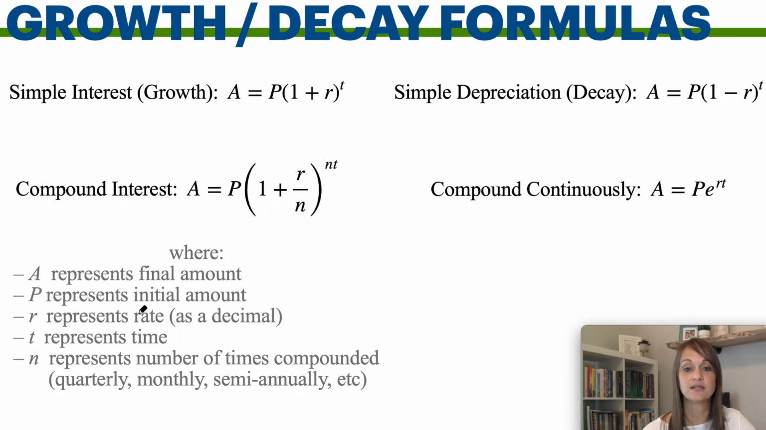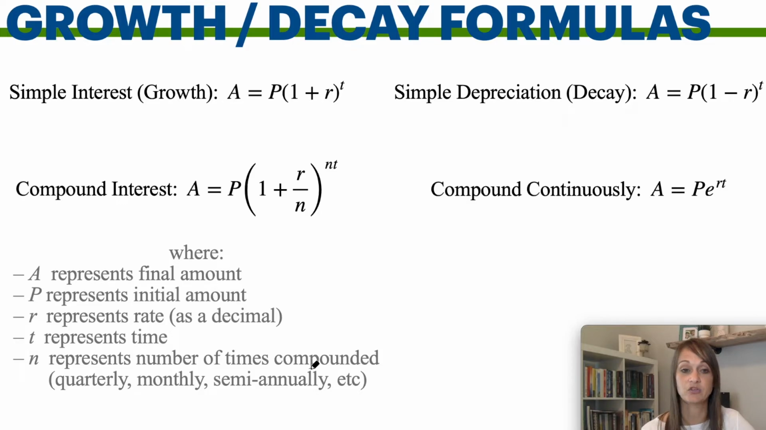R is the rate, always as a decimal. The R, if it comes to you as a percent, make sure you always put it as a decimal, not a percent. T represents time, where it's minutes, years, months, it doesn't matter. N represents the number of times compounded.